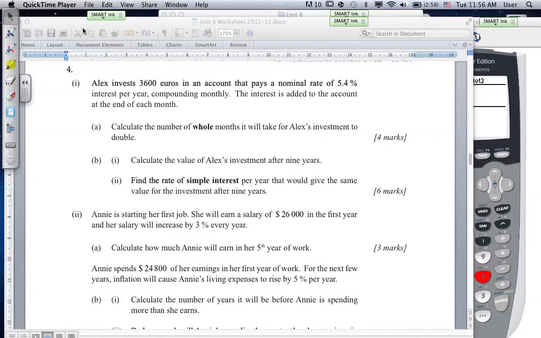At question 4 here, we have Alex invests 3,600 euros in an account that pays a nominal rate of 5.4% interest per year, compounding monthly. So that's important. The interest is added to the account at the end of each month. That was just giving you some explanation. And it says calculate the number of whole months it would take for Alex's investment to double.